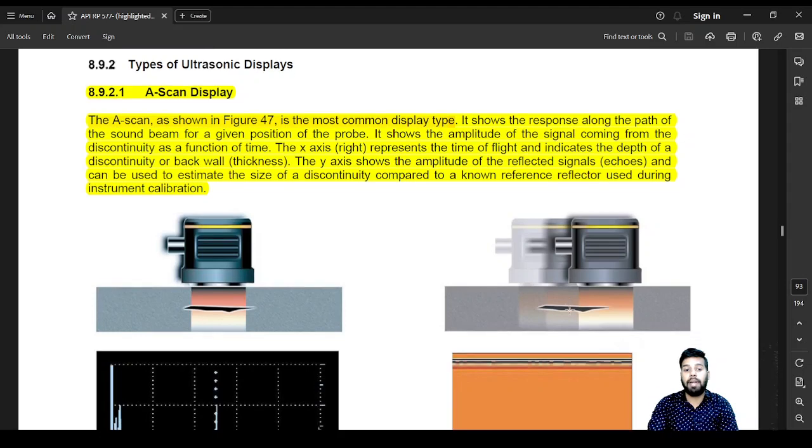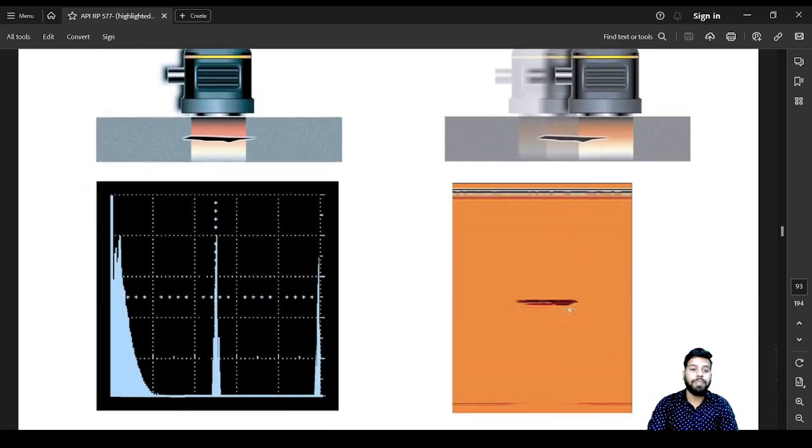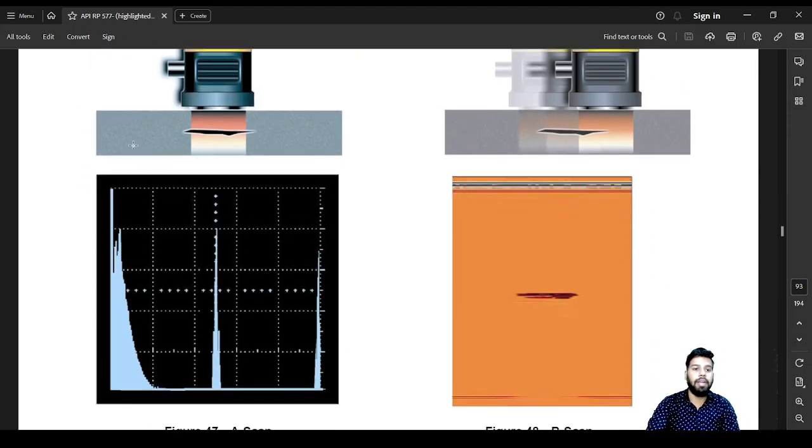Types of ultrasonic display: you have the A-scan display. Whenever the sound enters the material, initially you will see a signal. This signal is known as the initial pulse or main bang. Whenever the sound hits the bottom and reflects back, this is known as a back wall signal. And if there is anything in between, it can be termed a discontinuity. So in an A-scan display you are able to see the initial pulse, back wall, and a discontinuity.